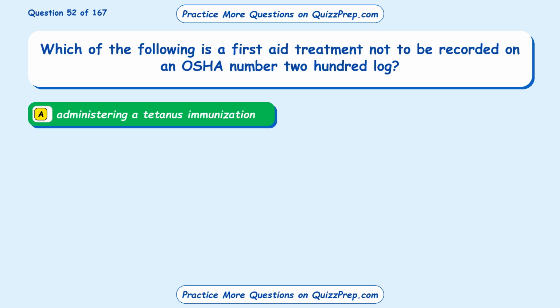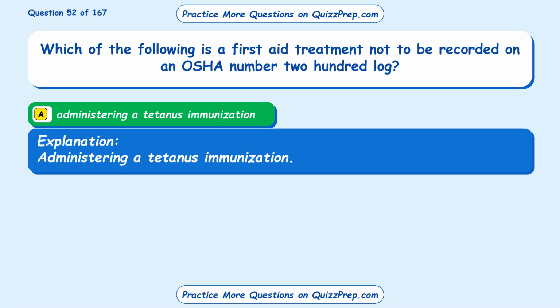The correct answer is option A, administering a tetanus immunization. Administering a tetanus immunization.